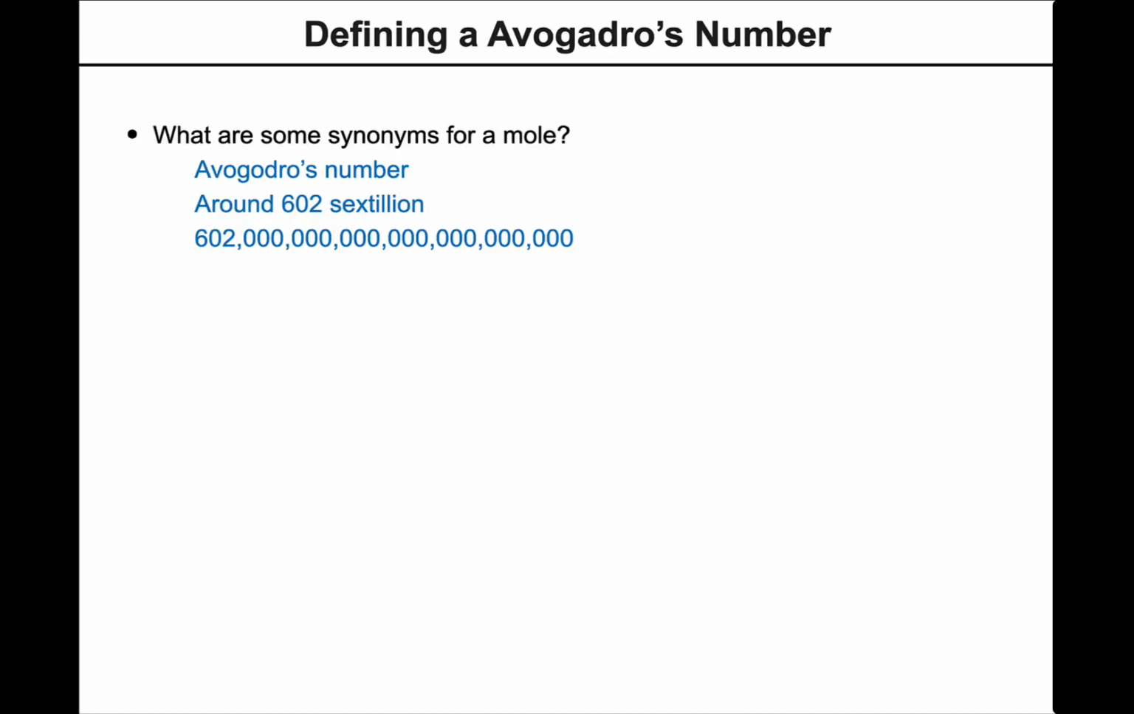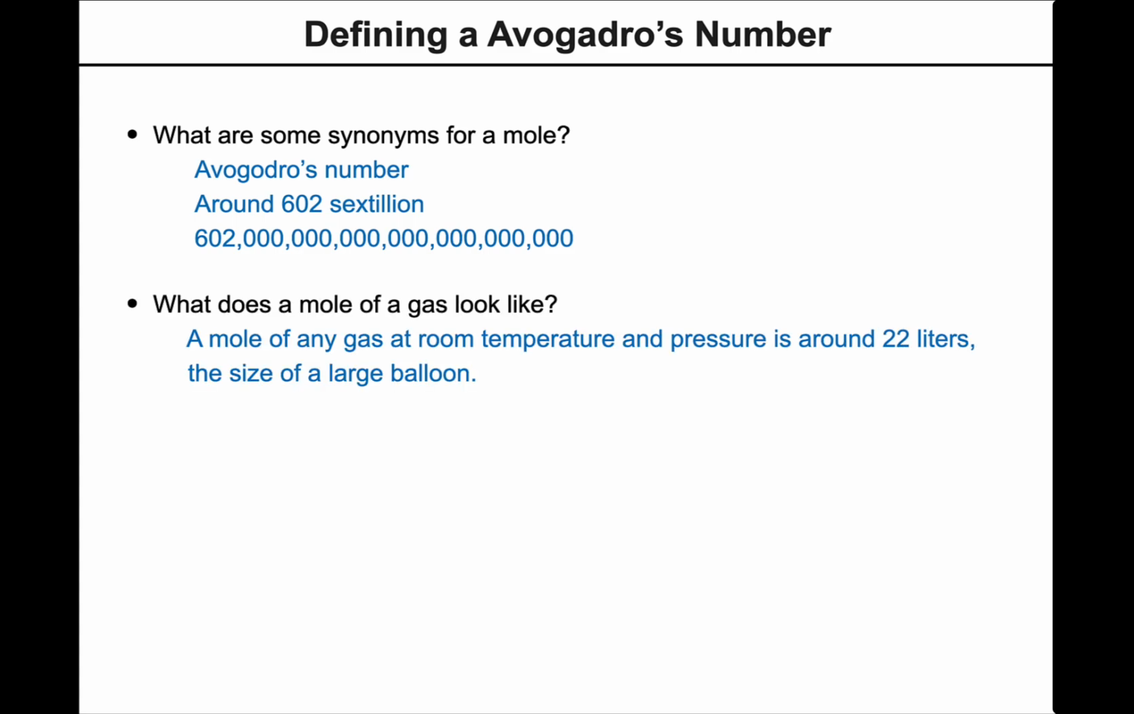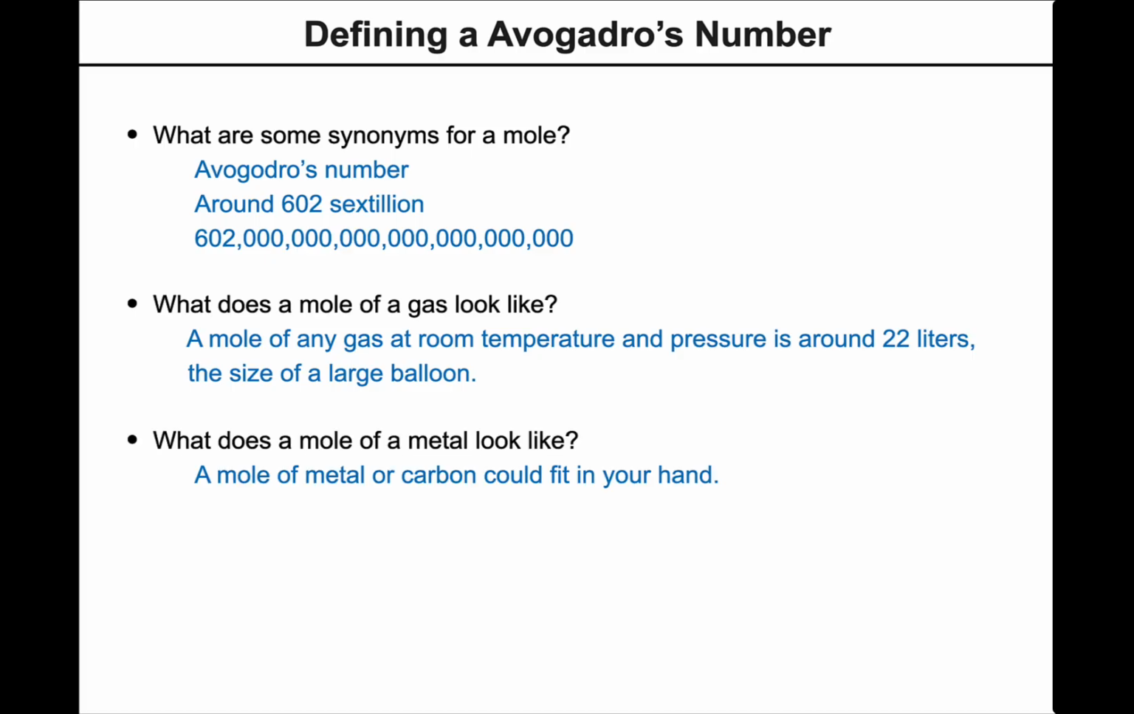Let's now wrap up this lesson. Let's answer this question. What are some synonyms for a mole? Avogadro's number, 6.02 sextillion, or the same number written out. Those are all the same as a mole. What does a mole of gas look like? If you had a mole of gas like hydrogen or helium, how big would it be? It would be like a balloon. A balloon holds about a mole of gas, which is something like 22 liters. If you had like a metal, what would that look like? Well, it would fit in your hand. Remember the aluminum foil ball fits in your hand? That's what a mole of metal looks like.